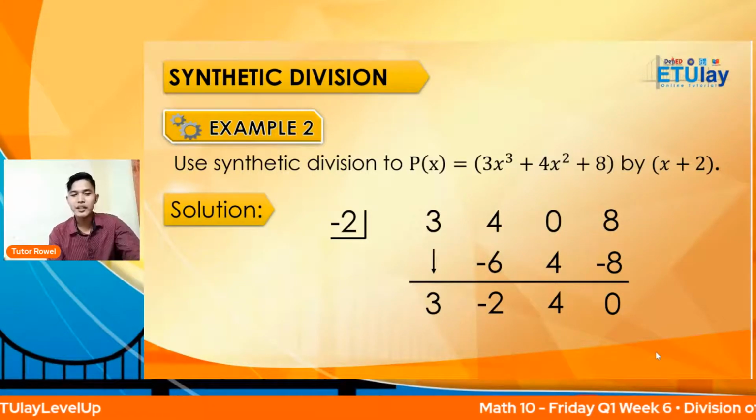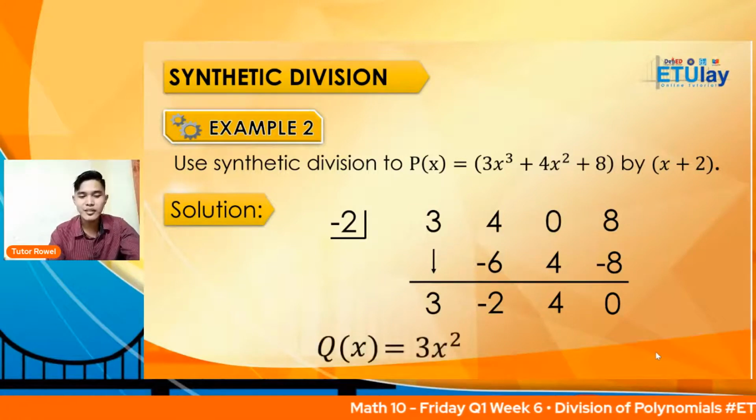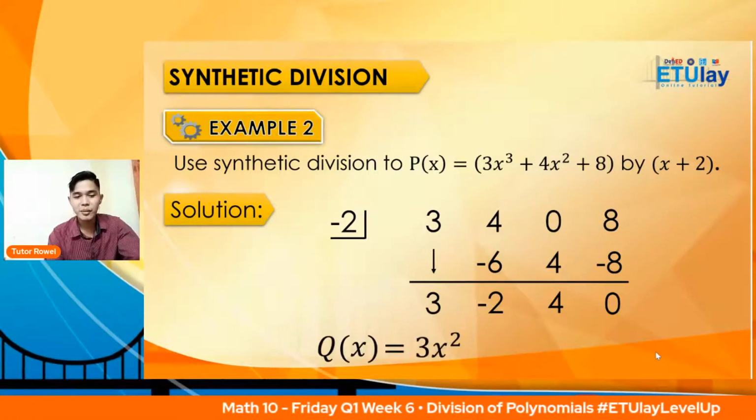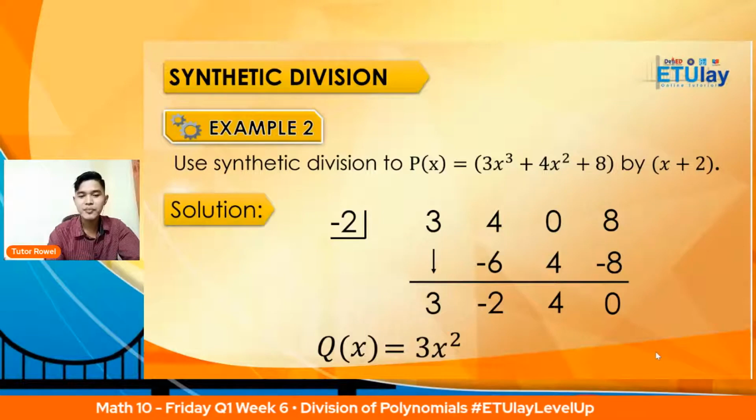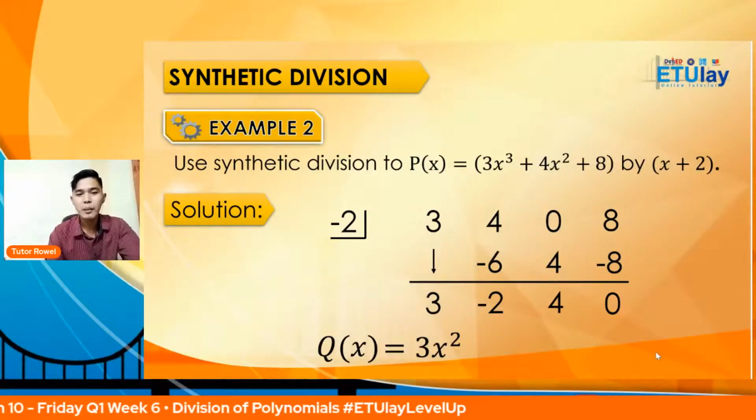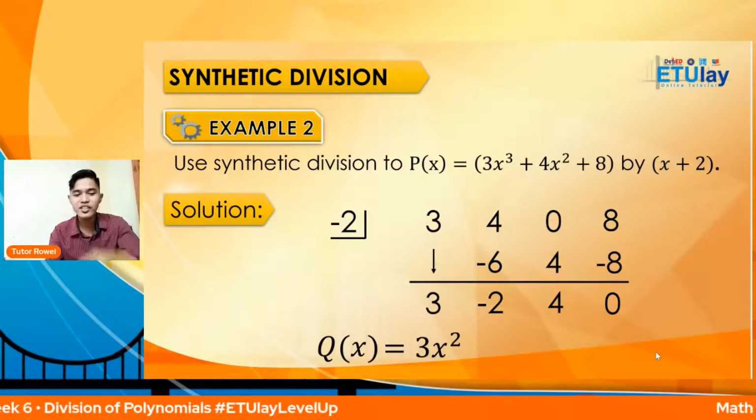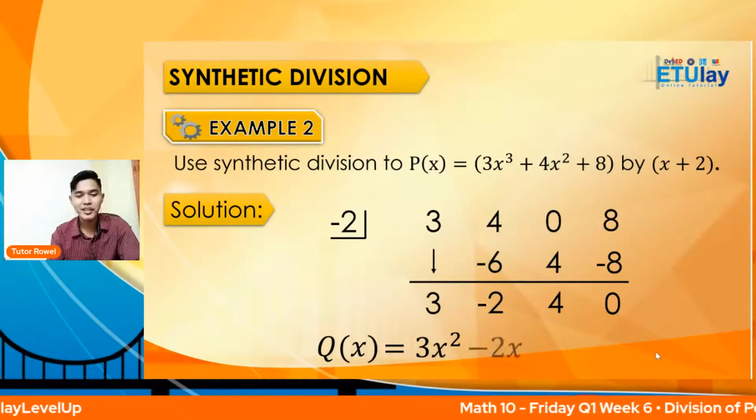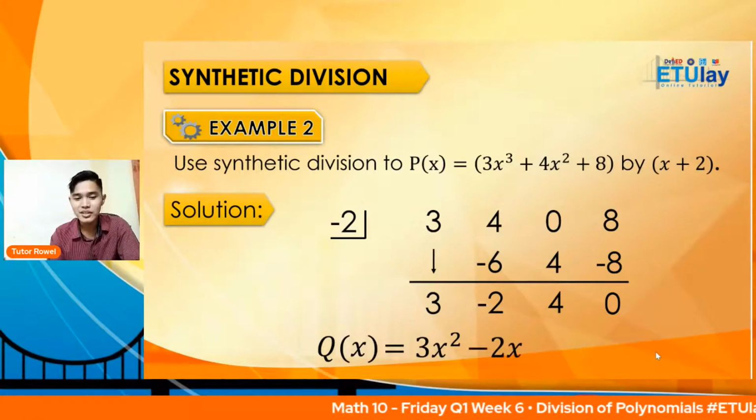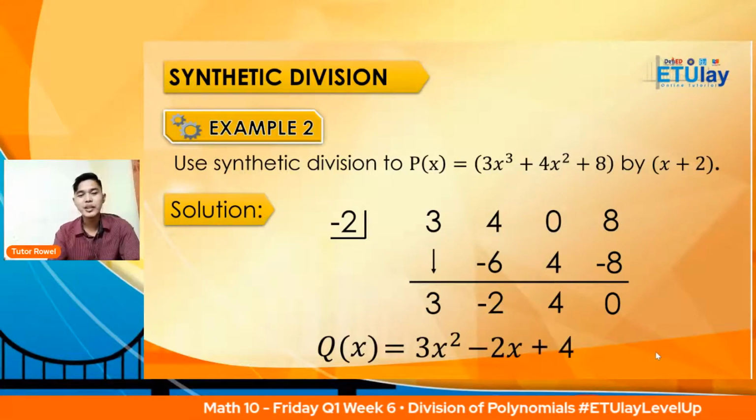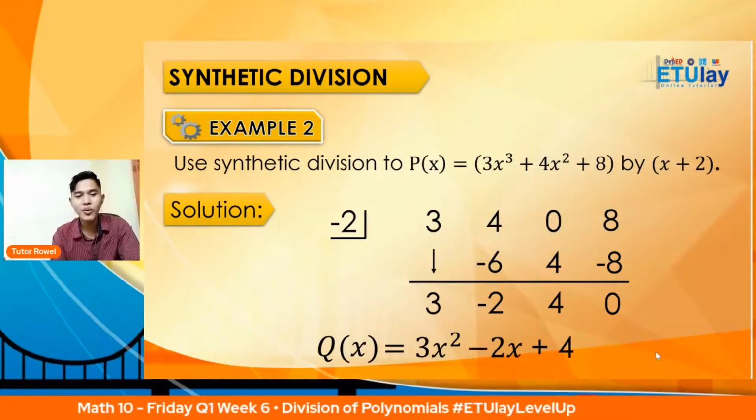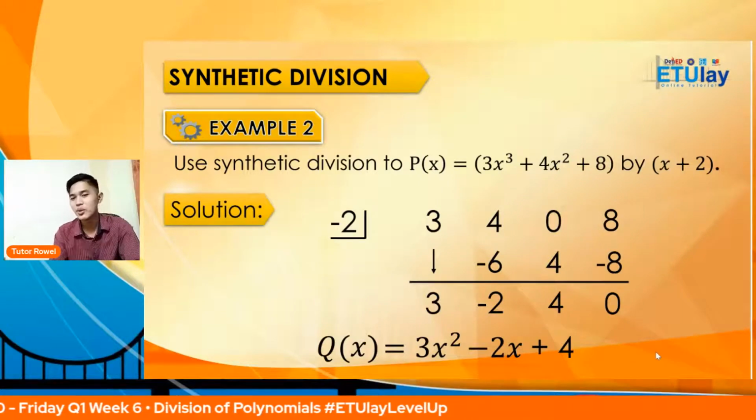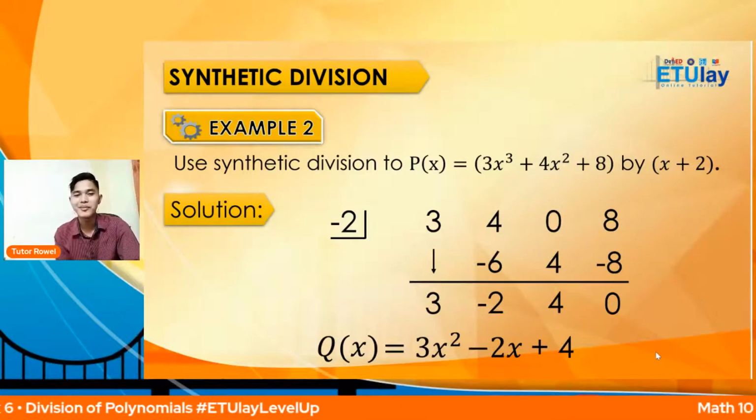Since walang remainder, ang quotient natin ay 3x squared. By the way, naging x squared na lang kasi from x cubed, magma-minus 1 tayo, magiging x squared na lang yung quotient. Okay po? So, it will be 3x squared minus 2x plus 4. So, hindi na tayo magpa-plus 0 over x plus 2. No need na yun kasi 0 lang naman po yun.